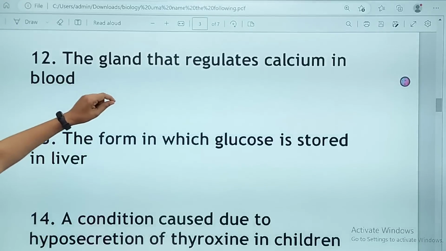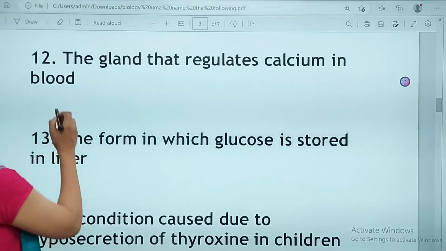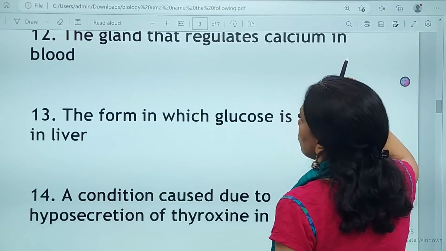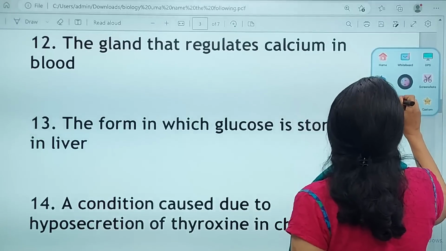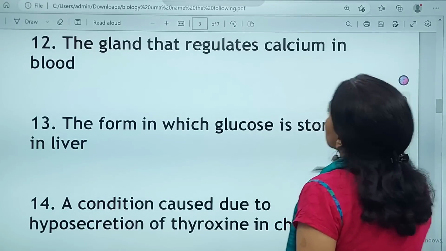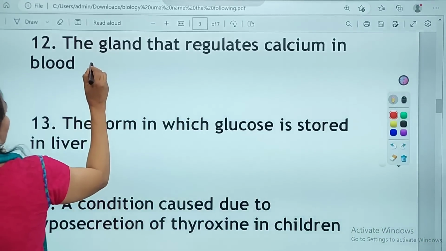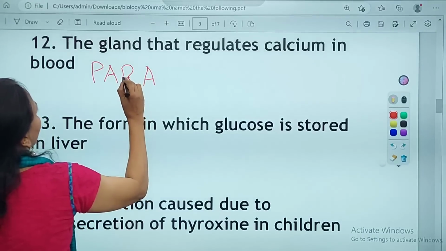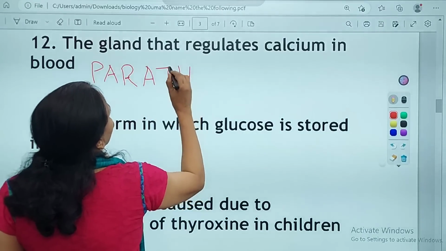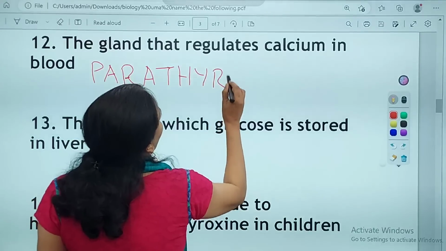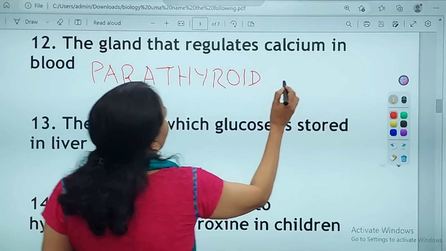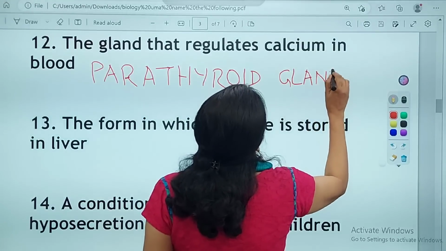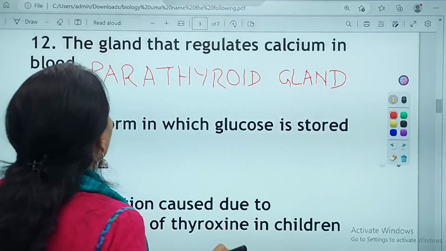And the gland that regulates calcium in the blood is called, let me get back to this and show you what it is called, so that we can go at one go for all these questions. The gland that regulates calcium in the blood is called the parathyroid gland. This is important. Please remember, parathyroid gland. The gland that regulates calcium in the body is called the parathyroid gland.